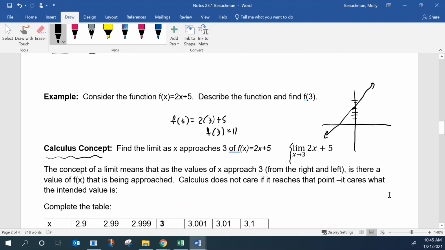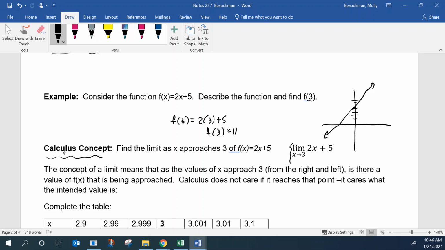So first example, we're going to take a look at something you're familiar with, which is the graph of a straight line. Consider the function f of x equals 2x plus 5. Describe the function and find f of 3. So our function is a straight line. I've got it graphed to the right, and I did that by taking the y-intercept at 5 and then the slope. And then f of 3, if we substitute a 3 in, we get a y value of 11. Okay, so that's a matter of plugging in points, x values to get y values.